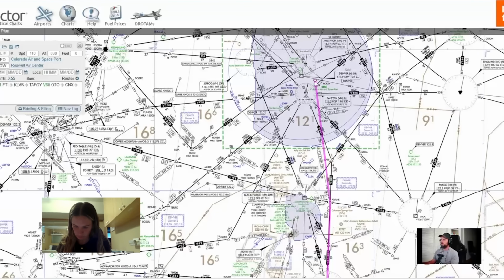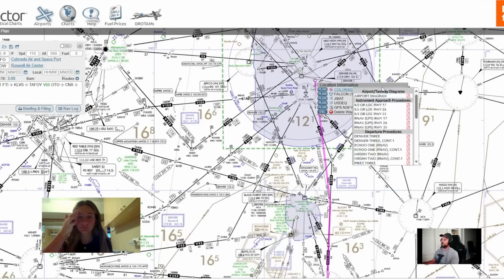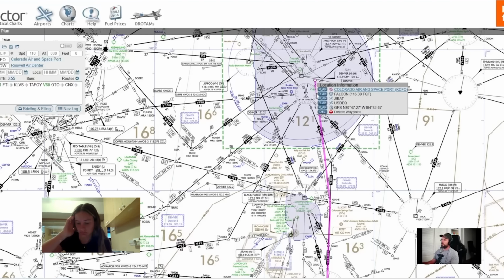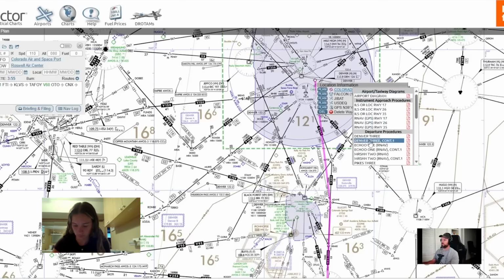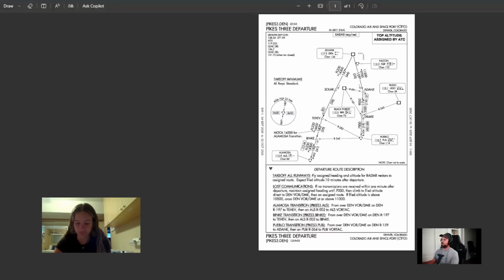Awesome. So we're here at Colorado Air and Spaceport, looking at the Pikes 3 departure. So you filed this Pikes 3. Talk to me about it. Or I guess a better way to say it is, give me a briefing on the Pikes 3 departure as if I'm the other pilot in the aircraft and we're going to be doing this.